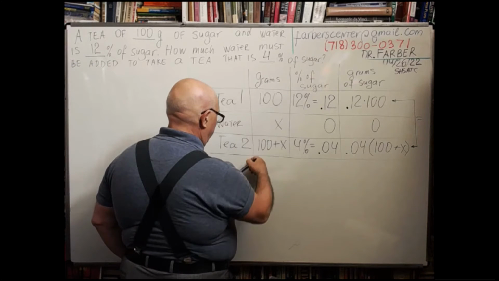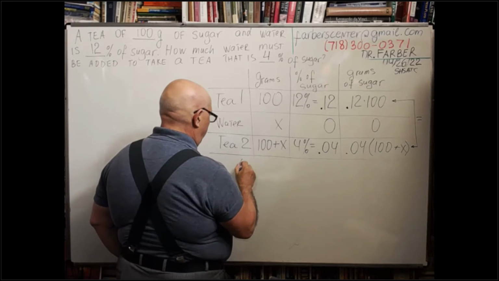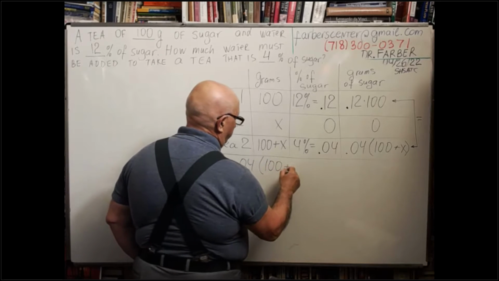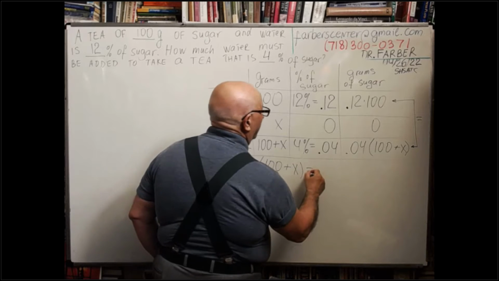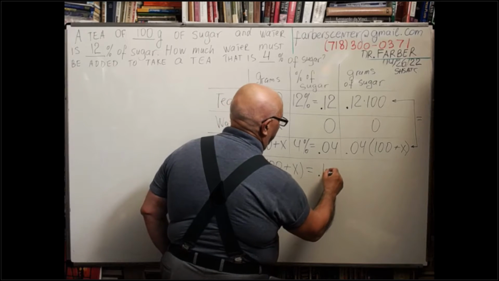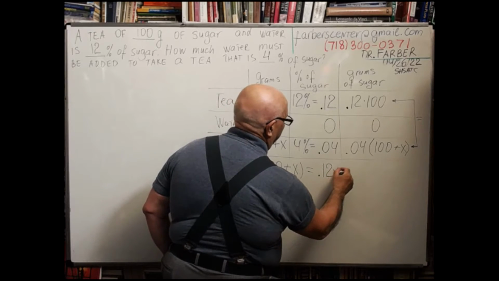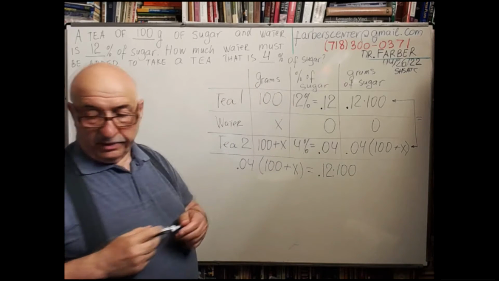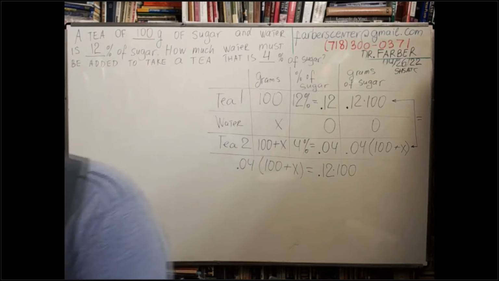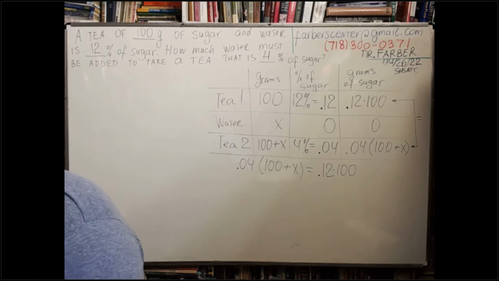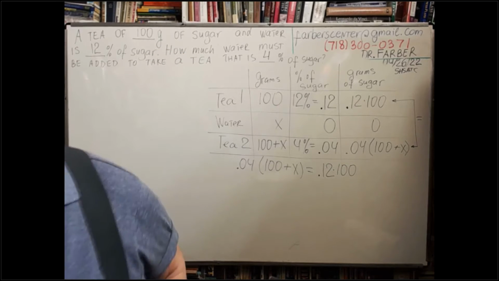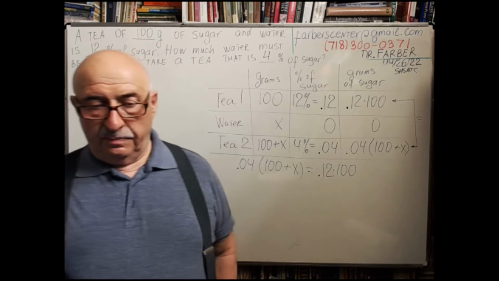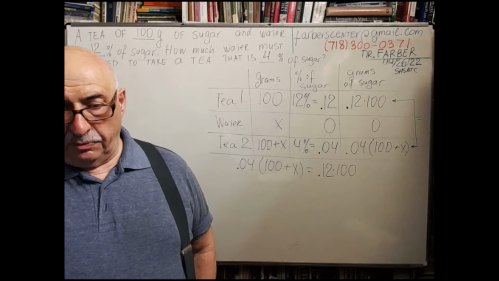For instance, 0.04 times 100 plus X equals 0.12 times 100. Who understand how I get this equation? I will take different color. Okay. Who has question up to this point? Nobody? Put your hands down.